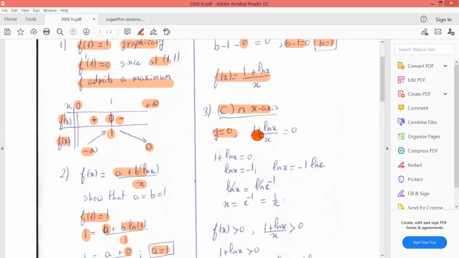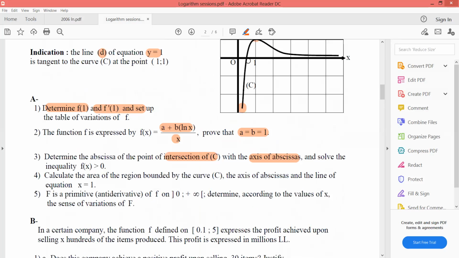So 1 plus ln x over x equals 0. Cross multiplication: 1 plus ln x equals 0, ln x equals minus 1. To remove ln, I put e on the other side. So x equals e to the minus 1 equals 1 over e. It is not necessary to write these two steps, but from ln x equals minus 1 directly, I can say x equals e to the minus 1 equals 1 over e. This is 1 over e here, or e to the minus 1. This is the point of intersection with the x-axis.